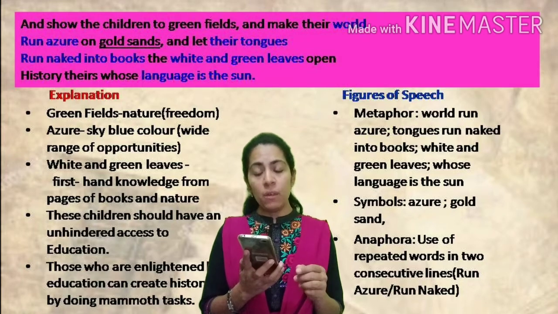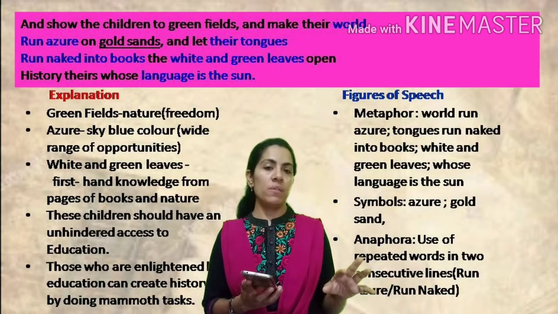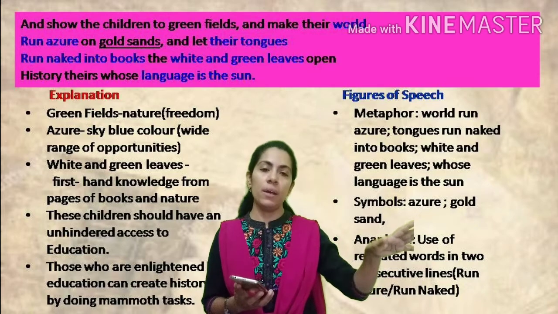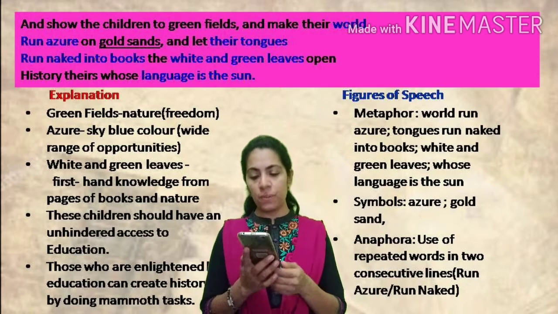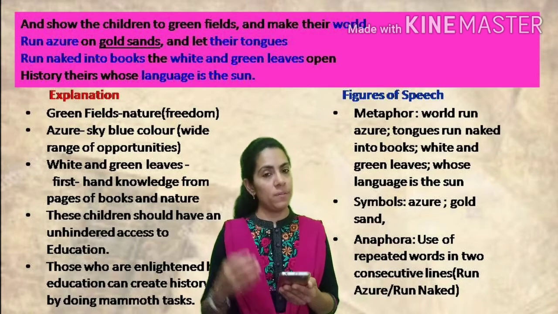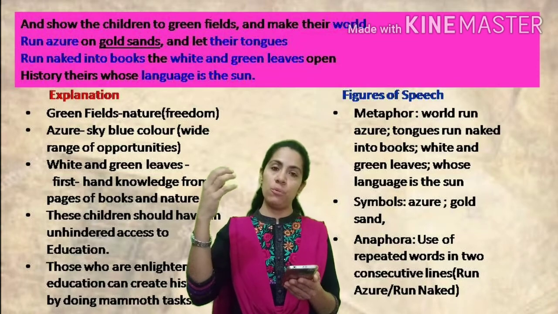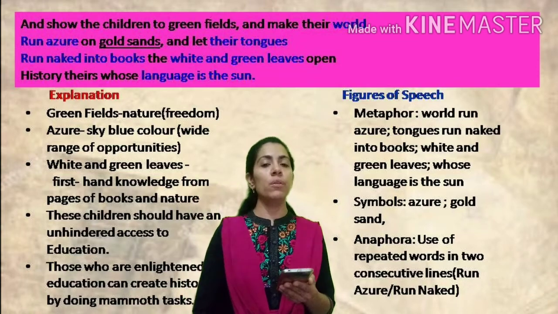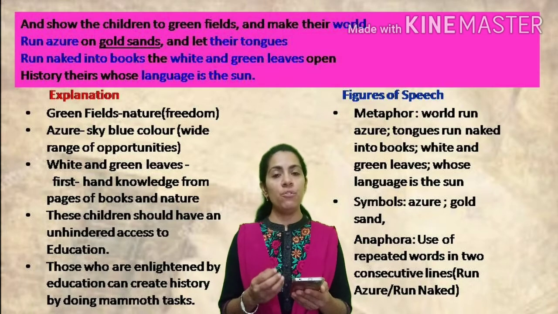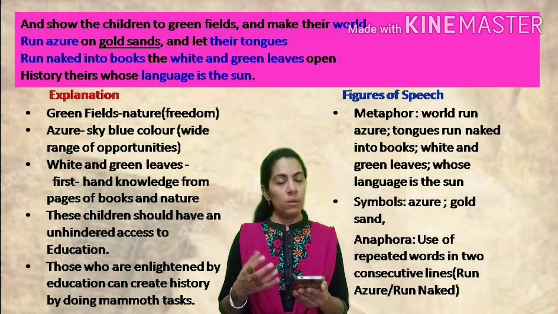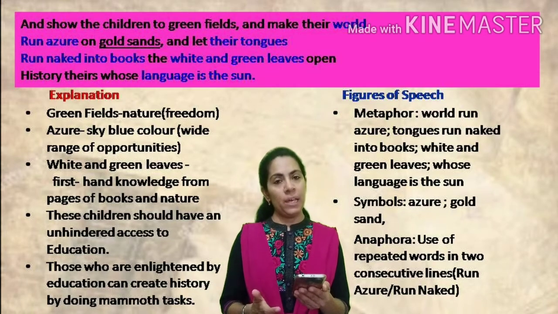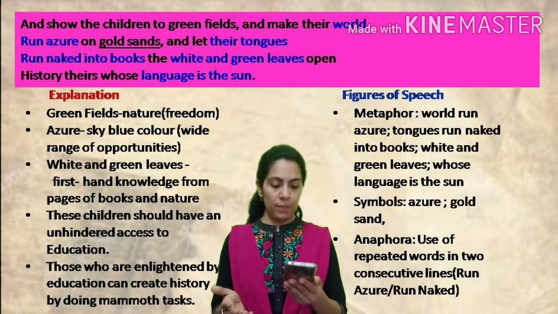Then, make their world run azure on the gold sand. They should be given a free sky. There should be great opportunities for them, and the gold sand: the sun is shining and the sun rays are falling on the ground. They give a gold tinge to the earth. So knowledge should dawn on their lives, and their lives should be brightened with that.